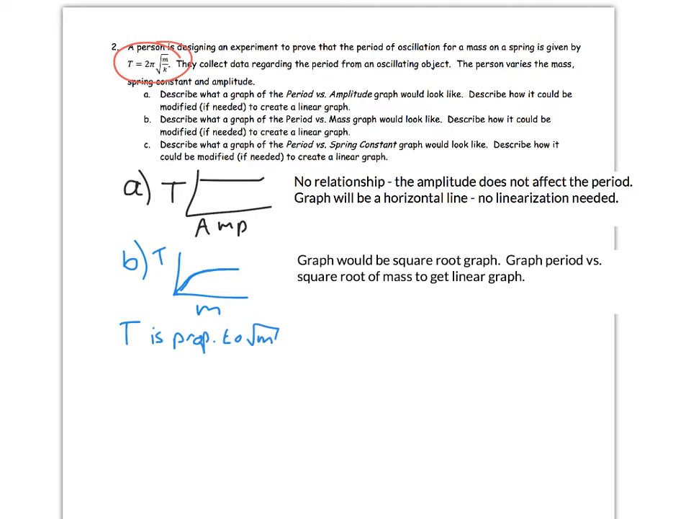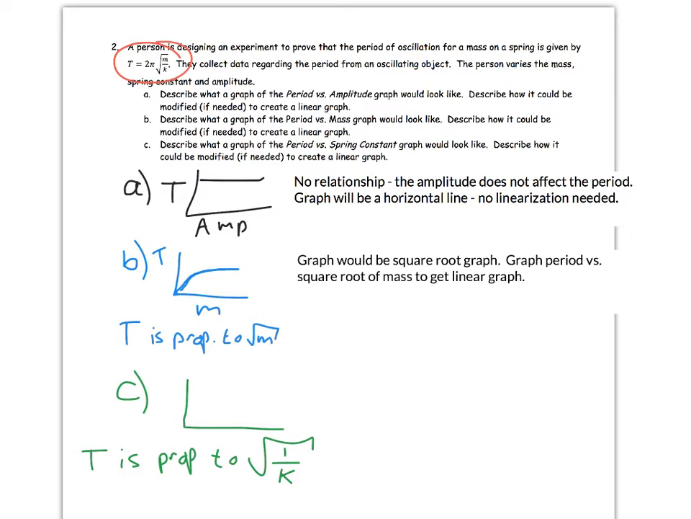For this last one, we're going to have period versus our spring constant, and that one's a little bit tricky. So let's think about that relationship first and then think about what the graph would look like. The period is going to be proportional to the square root of 1 over the spring constant.